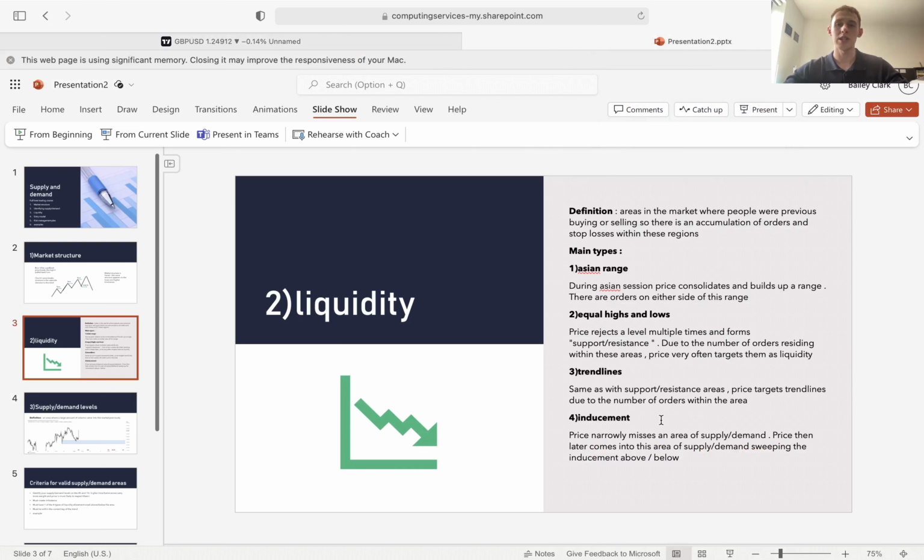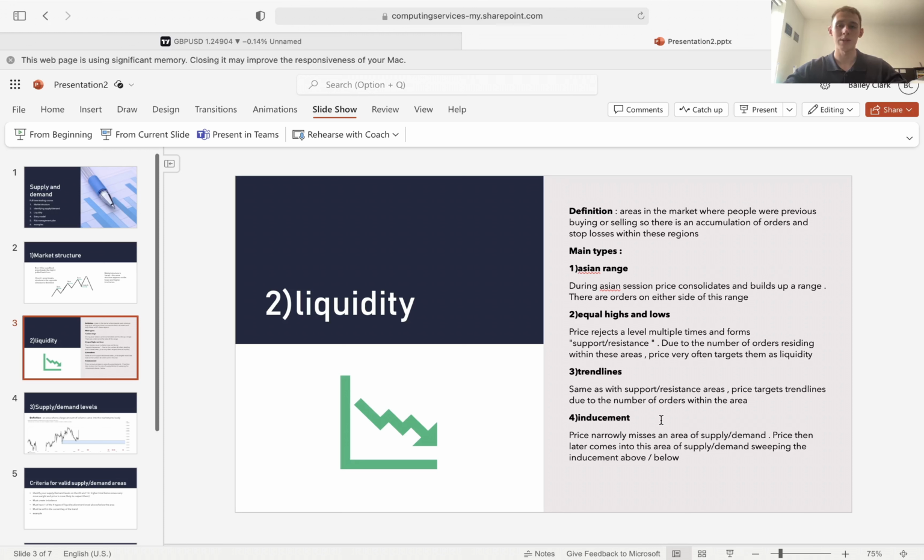So onto the types of liquidity that I personally use, and of these I have 4 main types, starting off with the Asian range. The Asian range is basically the range that accumulates during the Asian session, which in the UK is between 11 p.m. and 6 a.m., plus or minus a few hours.